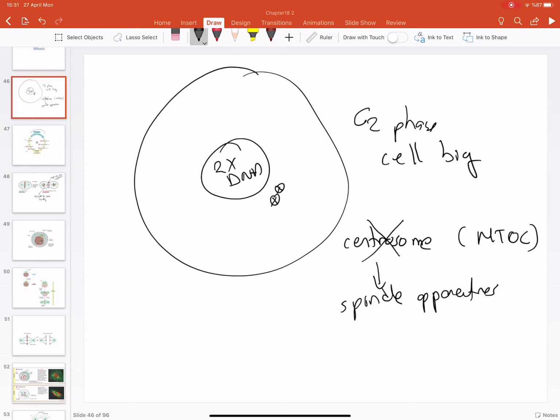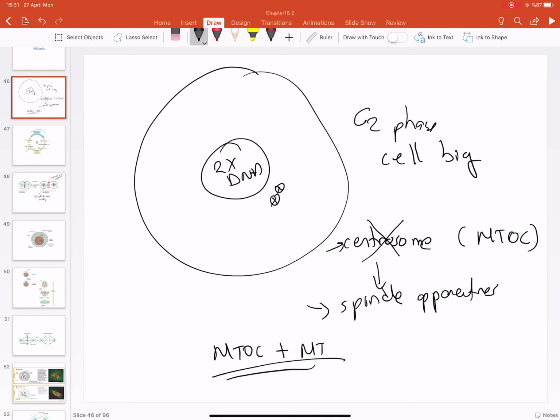So they are both made of a microtubule organizing center plus the microtubules. The difference between a classical centrosome in the S, G1 or G2 phase and a spindle apparatus is that the spindle apparatus is more dynamic and it is moving. That is the unique difference.